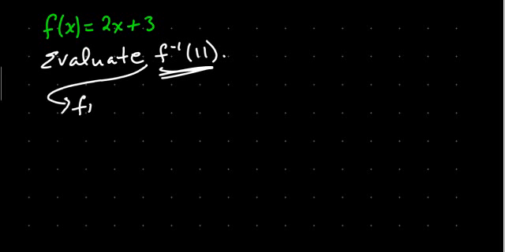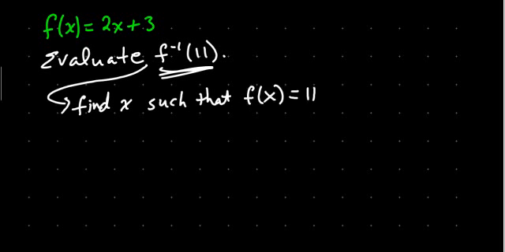That means find x such that f of x equals 11. Okay, we have to know that much to be able to do this problem. So we want to set our output y to 11. So f of x, there's f of x, set it equal to 11, equals 2x plus 3.